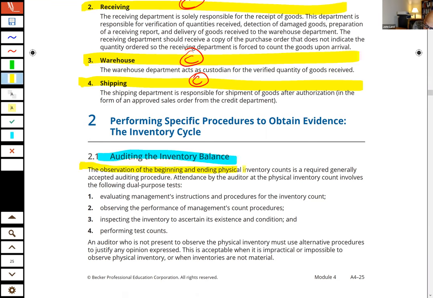The observation of beginning and ending physical inventory counts is a required, generally accepted auditing procedure, and it involves the following. Okay. Now, I was on an assignment one time where I helped with the audit of the Senate restaurant.